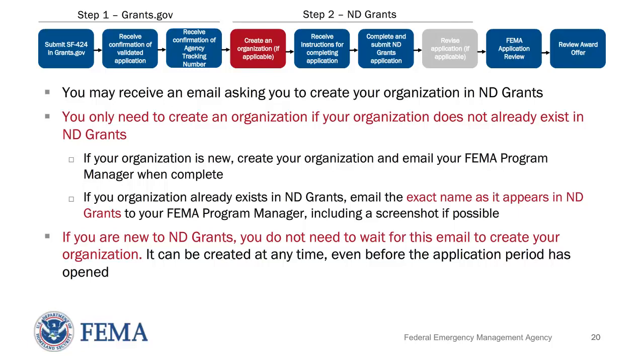If the Program Manager cannot find your organization, you may receive an email asking you to create an organization in ND Grants. If your organization has never applied for a grant in ND Grants before, you will need to create a new organization and email your Program Manager when complete. If you know that your organization has applied for a grant in ND Grants before, please find the name of your organization exactly as it appears in ND Grants and send that information to your FEMA Program Manager. Include a screenshot if possible.